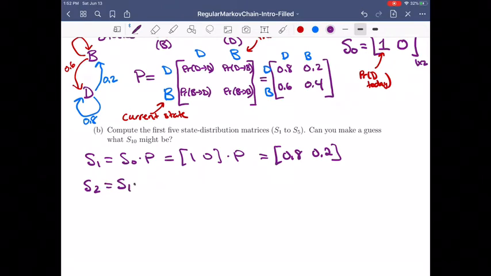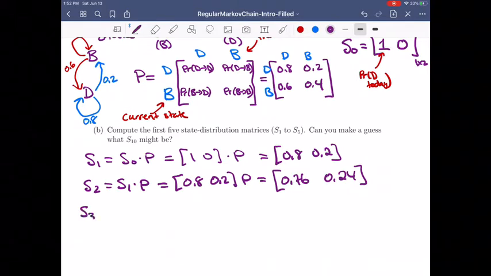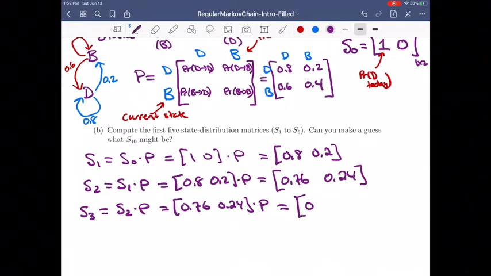S2 is going to be S1 times P. So that's 0.8, 0.2 times P. I take this row times this column, so I get 0.8 times 0.8 plus 0.2 times 0.6. If you do that, you get 0.76. And if you take that row in the second column, you're going to get 0.24. If we keep going, S3 is S2 times P. So I take my S2 and multiply by the P matrix. If we do this, we're going to get 0.752 and 0.248.